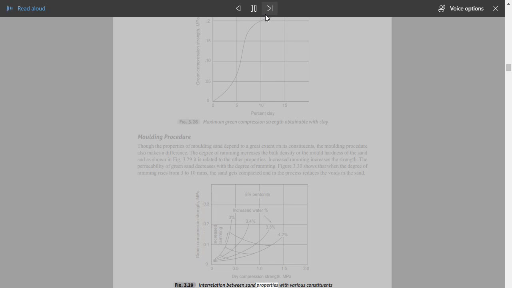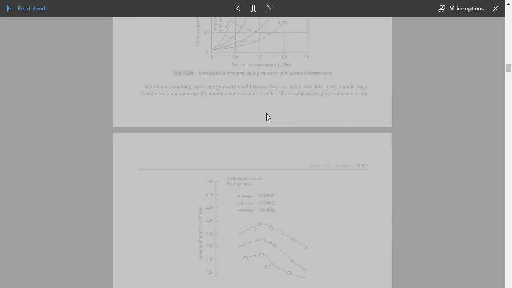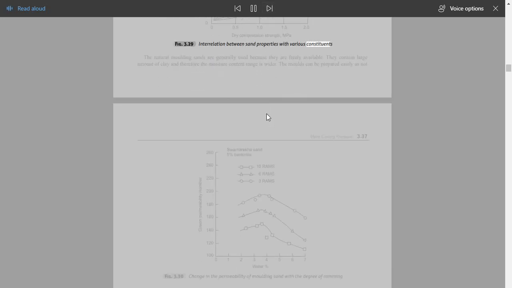Fig. 3.29 Interrelation between sand properties with various constituents. The natural molding sands are generally used because they are freely available. They contain a large amount of clay and therefore the moisture content range is wider. The molds can be prepared easily as not much control is needed.